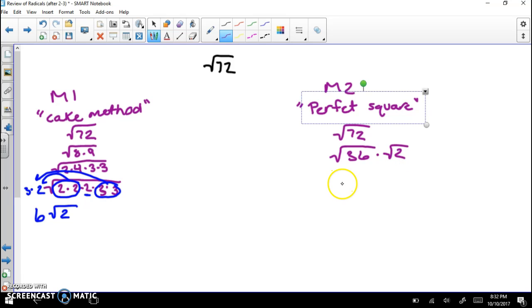The square root of 36 gives us an integer of 6. Square root of 2 gets left behind. Regardless of which method you use, you can see that you'll get the same answer. It's all dependent on how familiar you are with factoring, your perfect squares, and especially your large perfect squares.